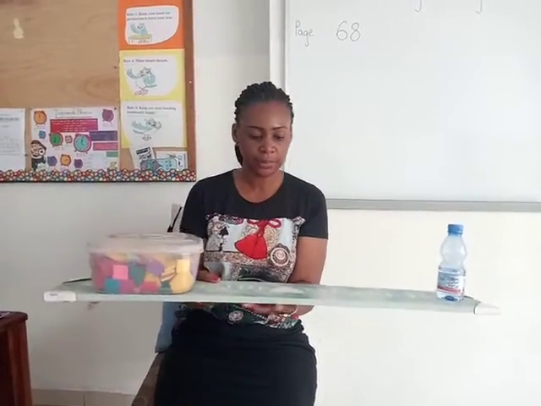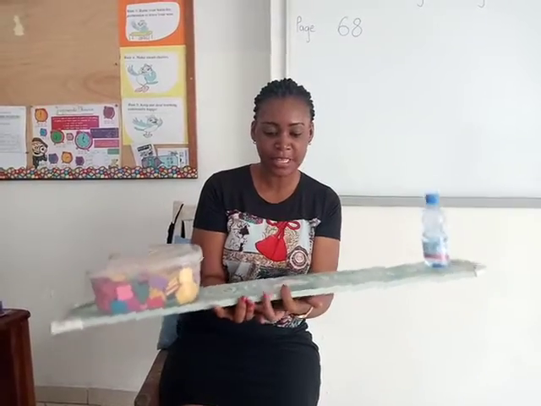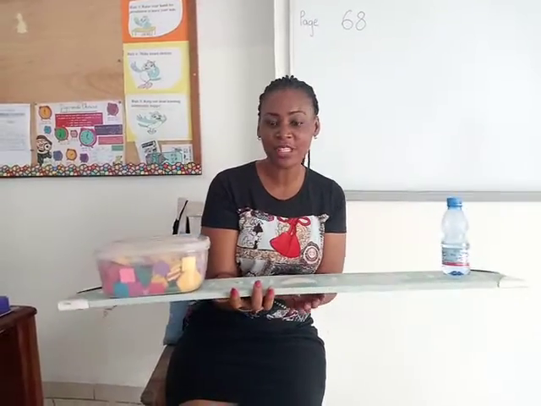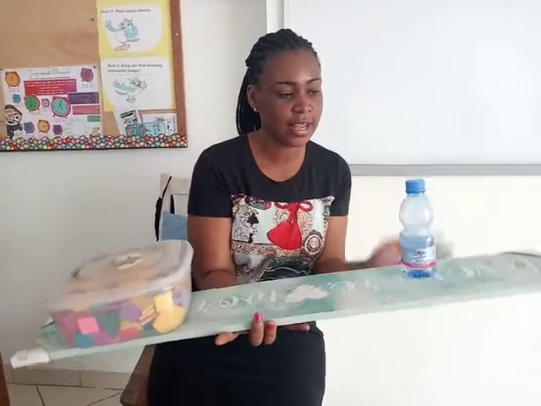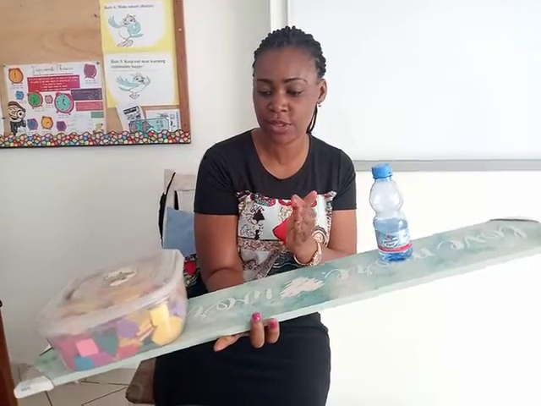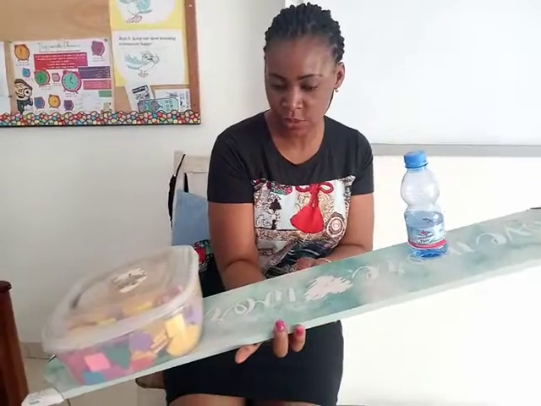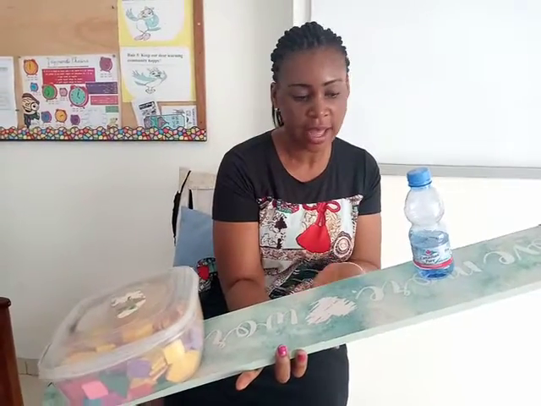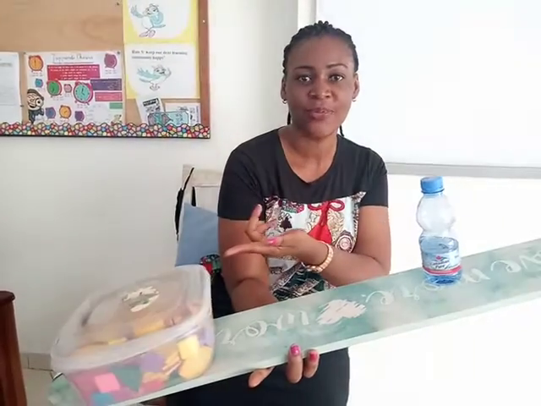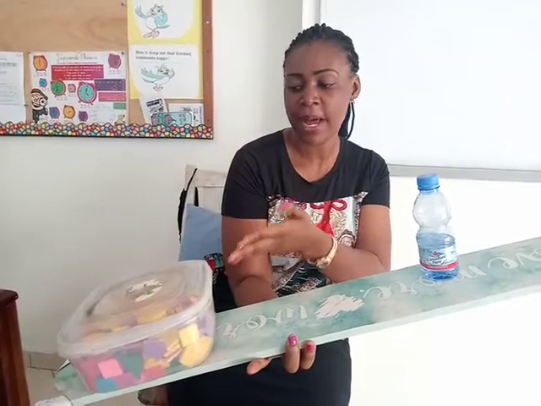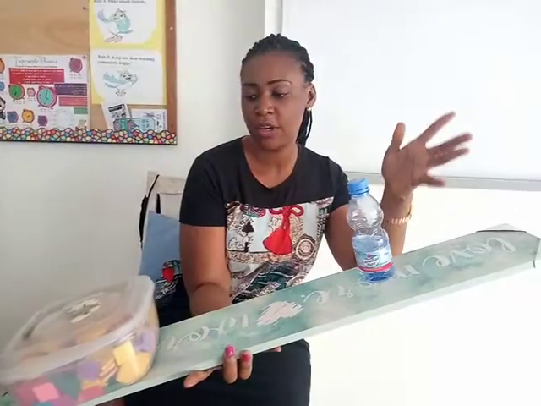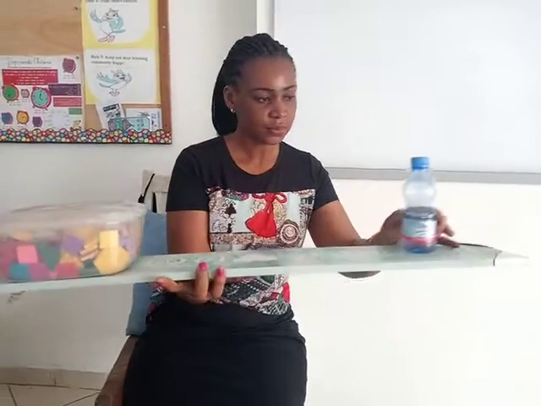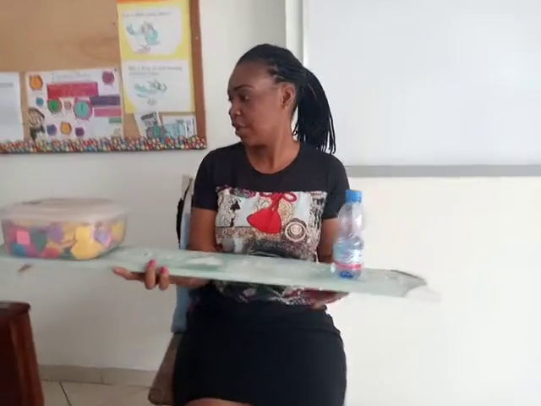So let's see. As you can already see, the box is already going this way. Do you see that? And it's drawing down the bottle of water, you see? And you can equally see that the weight is pulling on my hand. So that is it. The heavier part goes down and draws up the lighter part. Okay? So that's it for this one.